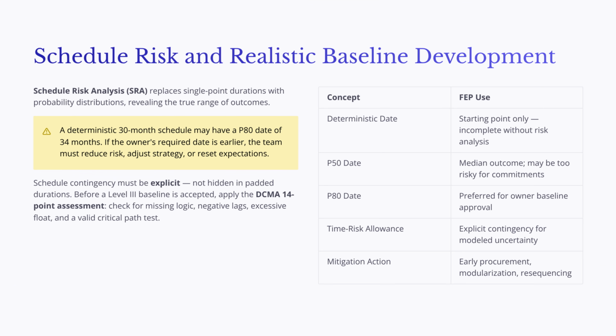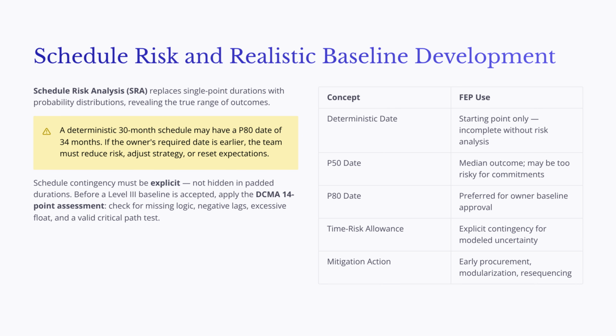The final front-end schedule should not be a hopeful timeline. It should be a realistic baseline that reflects scope maturity, logic, constraints, resources, procurement realities, and risk. One common problem is the use of single-point durations. A deterministic schedule may show that the project can finish in 30 months, but that date may have a low probability of success if uncertainty is not considered.